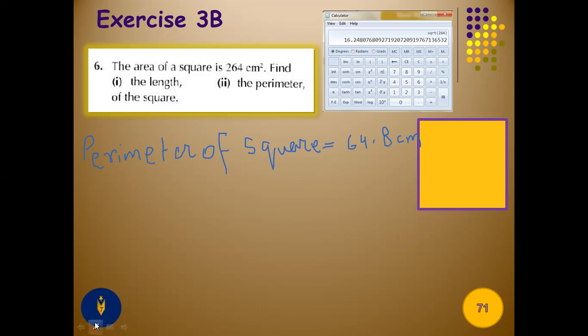According to your book, your answer is 65.0 centimeter to 3 significant figures. So you may also approximate this value to 65 centimeter, or you can also write it as 65.0 centimeter to 3 significant figures.